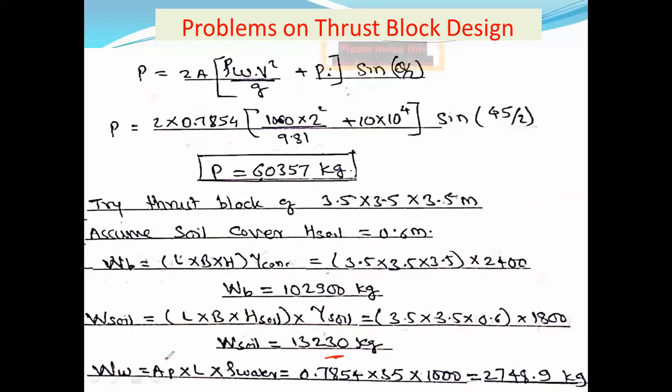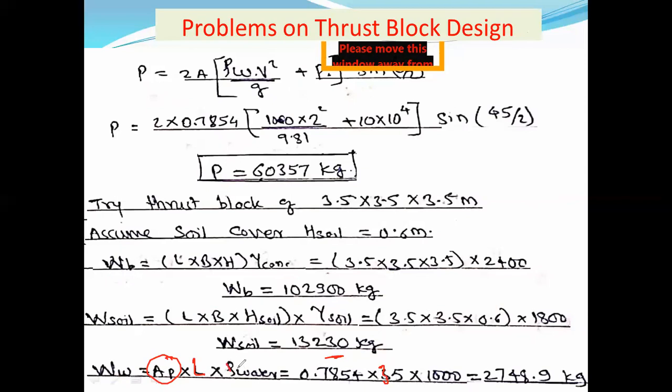Diameter of the pipe is known to you. Find out the cross-section area, AP. Then length of pipe, it will be equal to 3.5. That is the length of the block.